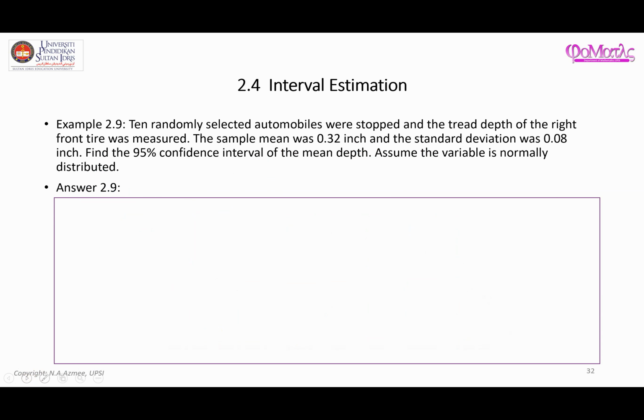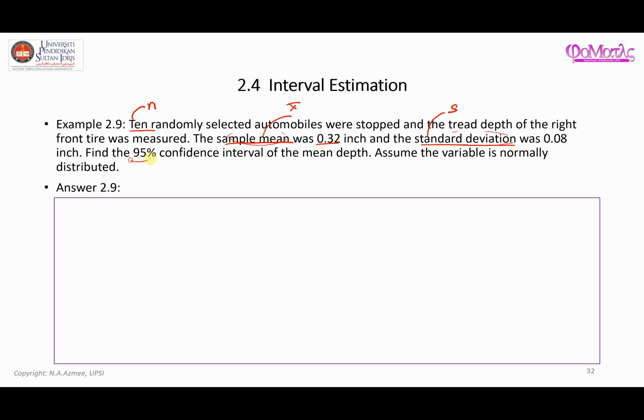Next, let's look at this example here. We have 10 randomly selected automobiles that were stopped, and the tread depth of the right front tire was measured. So this is our sample size, and this is the sample mean, the value of x bar. The x bar was 0.32 inch, and the standard deviation was 0.08 inch. Although it doesn't explicitly say that this is the sample standard deviation, we can assume that it is, because it is mentioned within the same sentence here. So this one refers to the sample mean, and therefore this refers to the sample standard deviation.